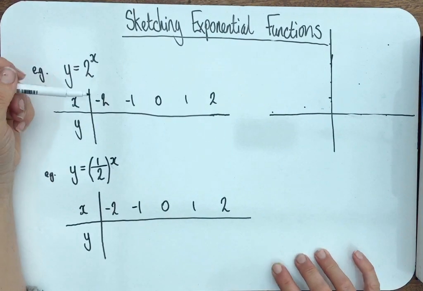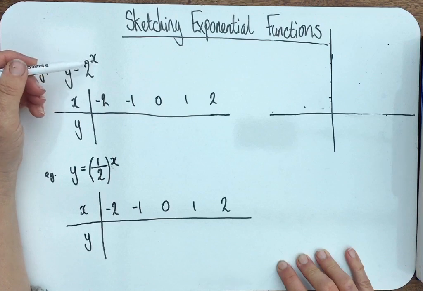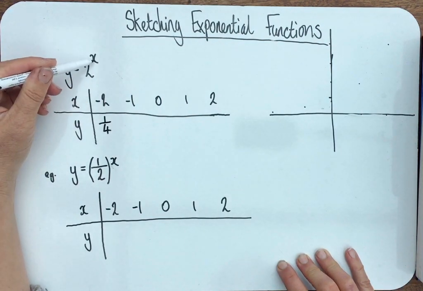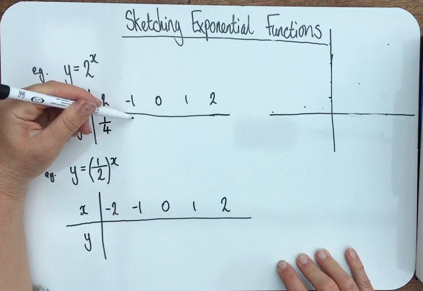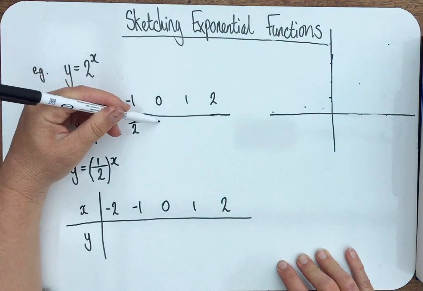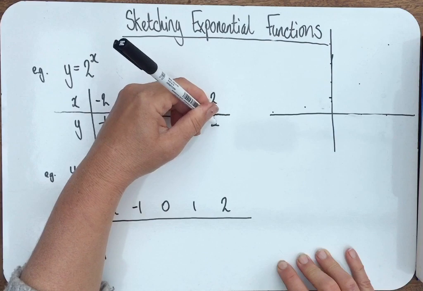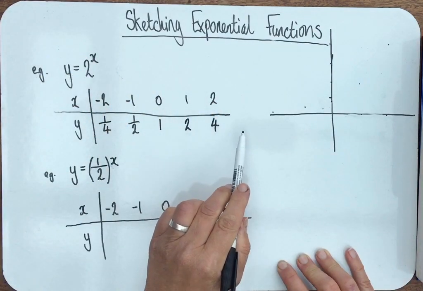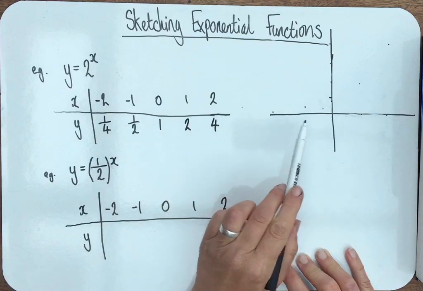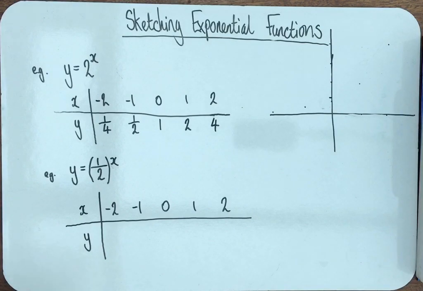So when x is minus 2, 2 to the power of minus 2, 1 over 2 squared, is a quarter. When x is minus 1, 1 over 2 to the 1 is a half. When x is 0, 2 to the power 0 is 1, x is 1, we get 2, and x is 2, we get 4. When x is 3, we'd get 8, then 16, then 32. So as x gets bigger, these are doubling up. So they get big really, really quickly.